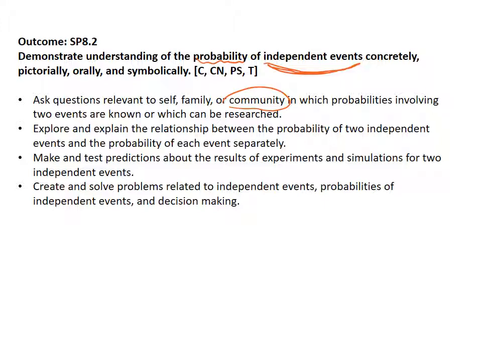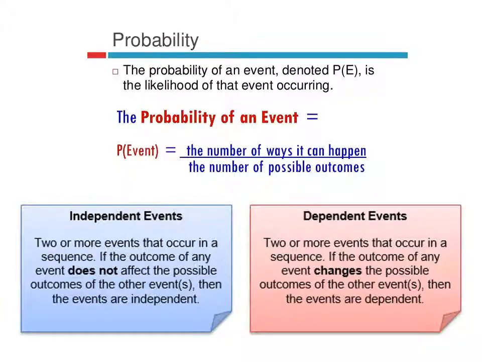Explain the relationship between two independent events and the probability of each event separately. So we need to know how to make just basic probabilities and then what to do if they have to happen independently. Test your predictions, measure your experiments, create and solve problems.